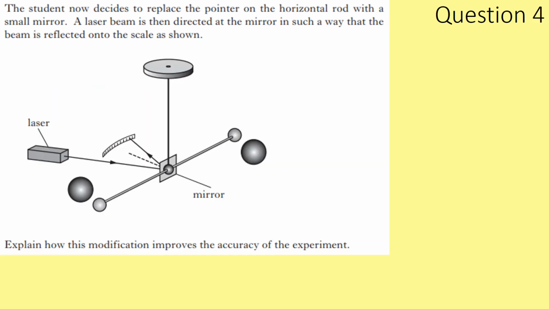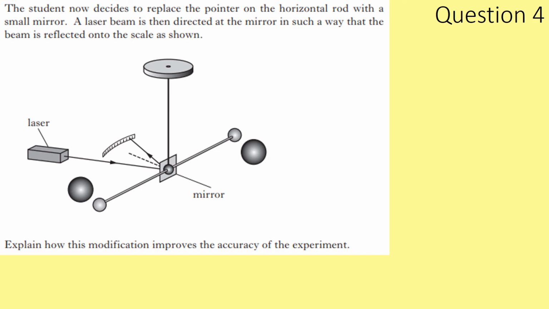In the last part of the question, we're told that the student now decides to replace the pointer on the horizontal rod with a small mirror. A laser beam is then directed at the mirror in such a way that the beam is reflected onto the scale as shown. Explain how this modification improves the accuracy of the experiment.